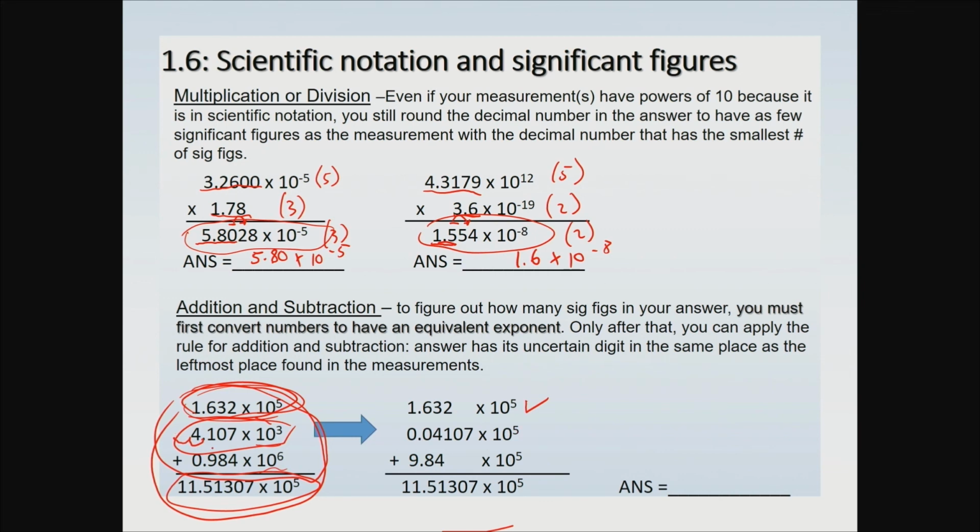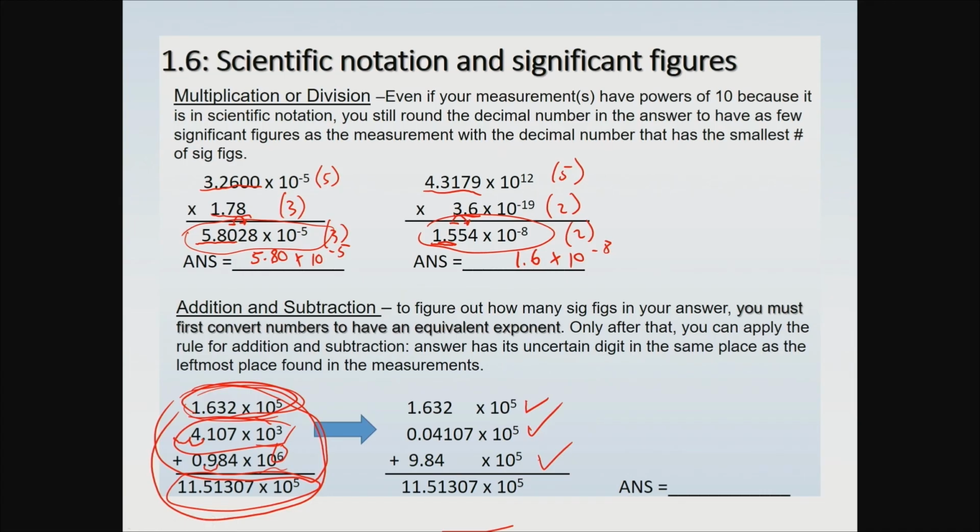So 4.107 times 10 to the 3 is 0.04107 times 10 to the 5. That's fine. And then finally, we're going to take this number, which is 0.984 times 10 to the 6, and convert it to times 10 to the 5. So we're reducing the power of 10 by 1. If you do that, for every power of 10 you move the decimal 1 place to the right. We're going from 10 to the 6 to 10 to the 5, so we have to move this decimal 1 to the right. And so 0.984 times 10 to the 6 is equal to 9.84 times 10 to the 5.